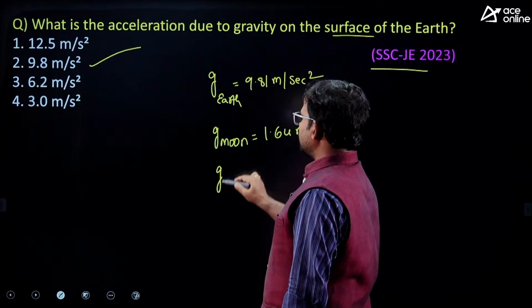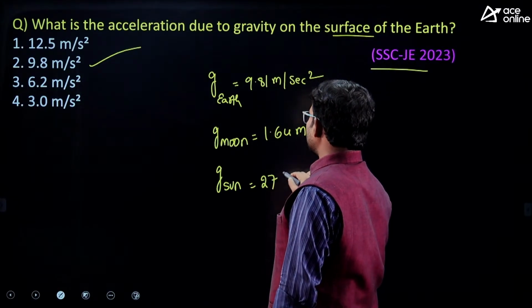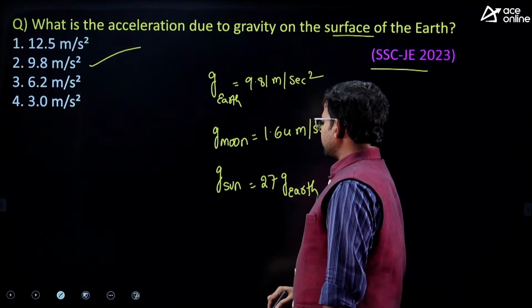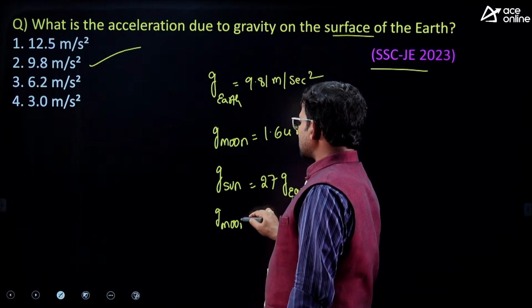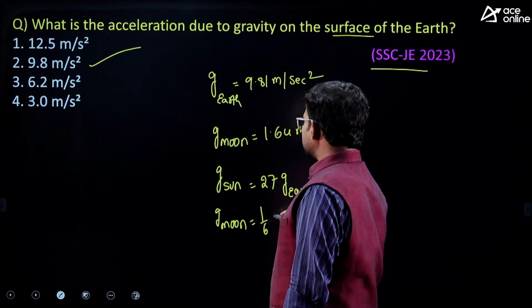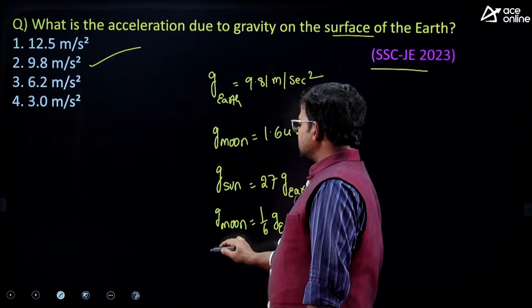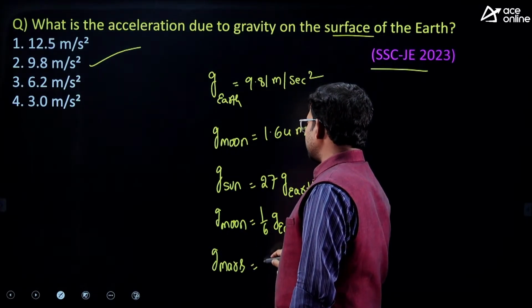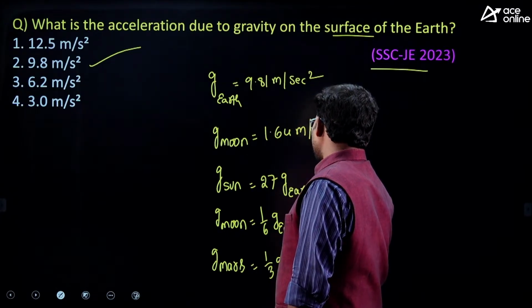Next, g value of sun is equal to 27 into g value of earth. Next, g value of moon is equal to, we can also consider like this, 1/6 into g value of earth. So this is the relation, right? Next, g value of Mars is equal to 1/3 into g value of earth.